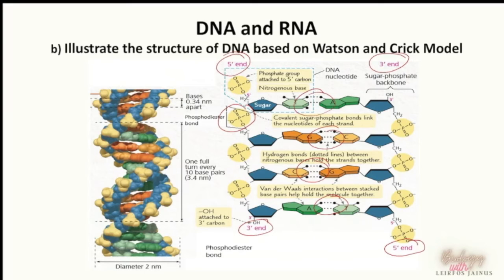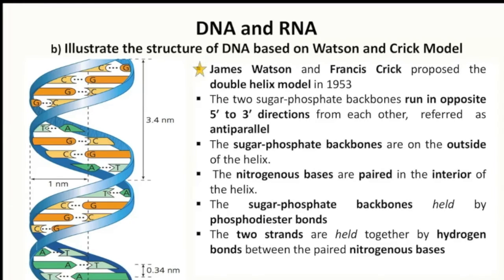So here is the description. James Watson and Francis Crick proposed the double helix model in 1953. According to Watson and Crick, the 2 sugar phosphate backbones run in opposite directions, 5' to 3' direction from each other. This is what we call anti-parallel. The sugar phosphate backbones are on the outside of the helix. The nitrogenous bases appear in the interior of the helix. The sugar phosphate backbones are held by phosphodiester bond.